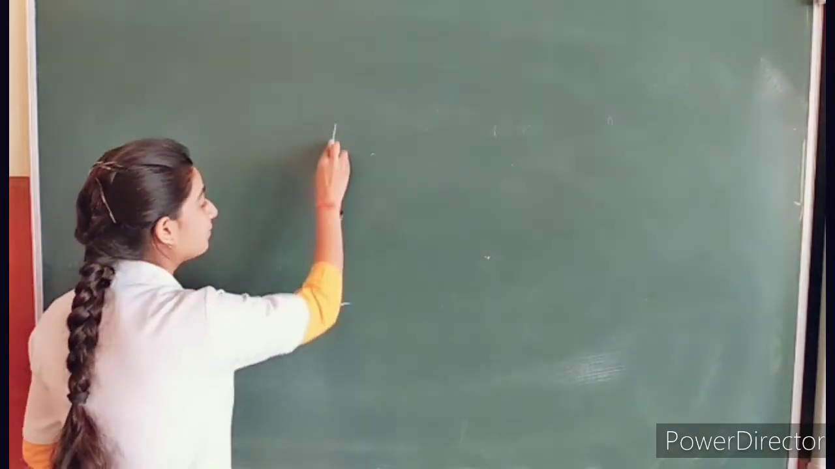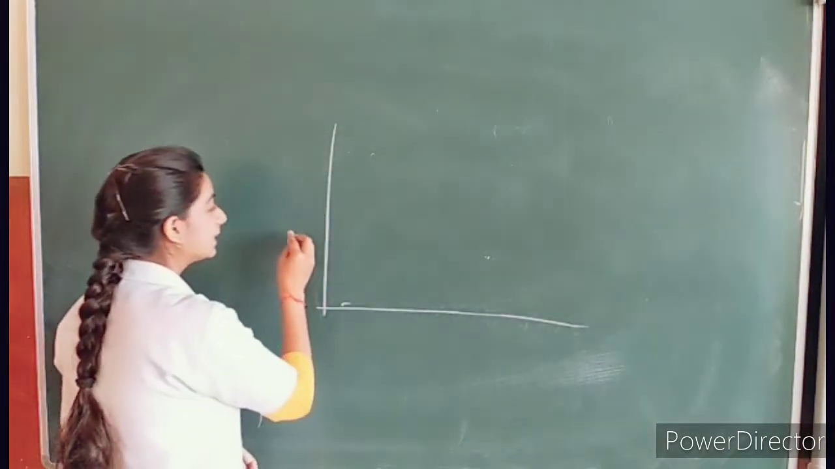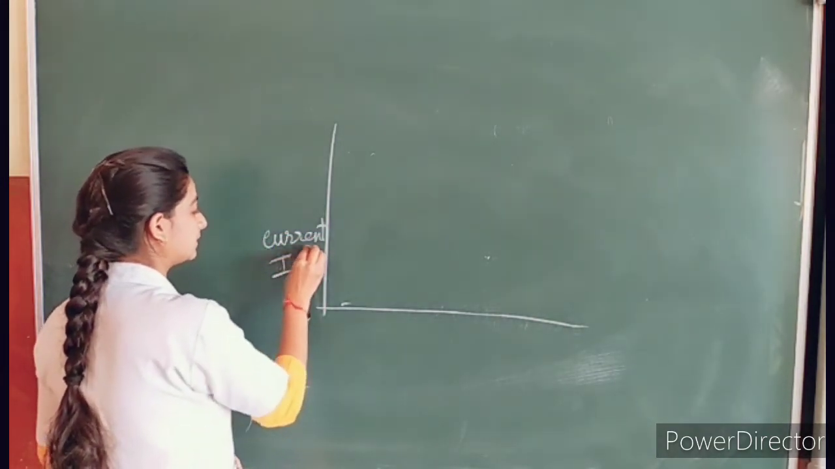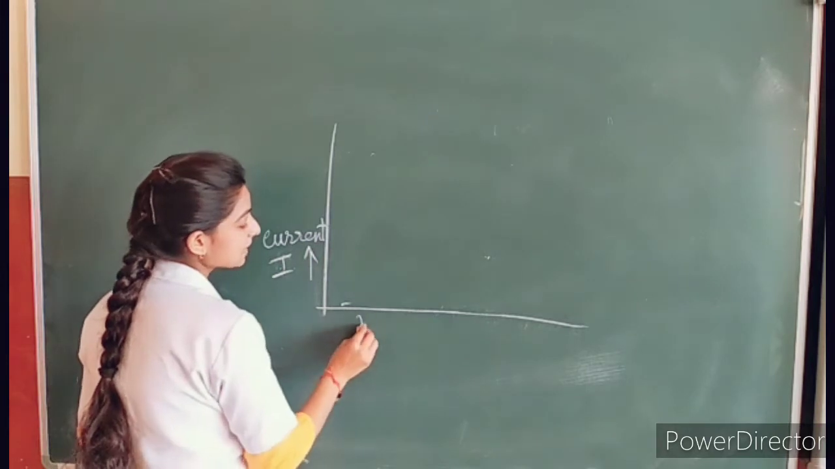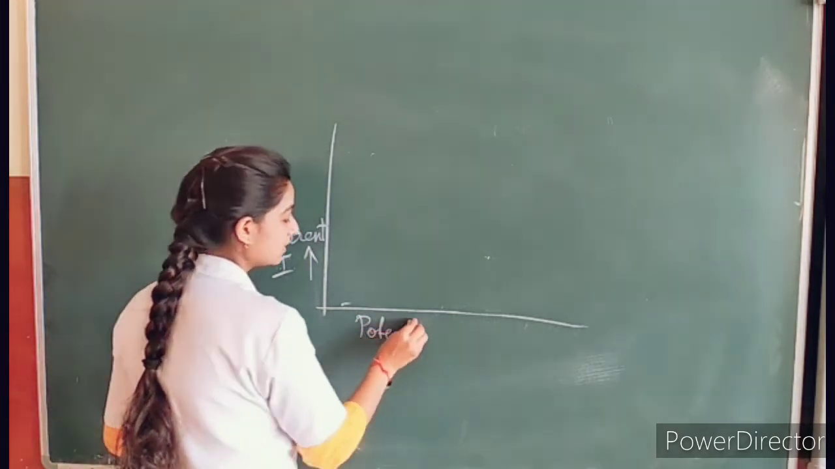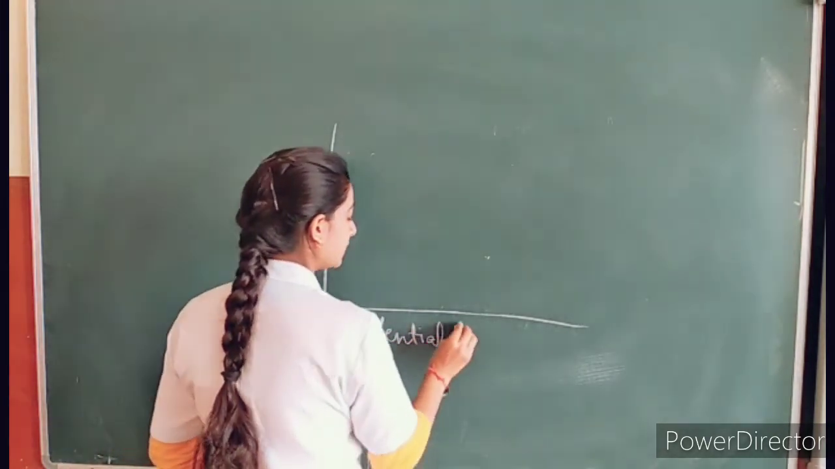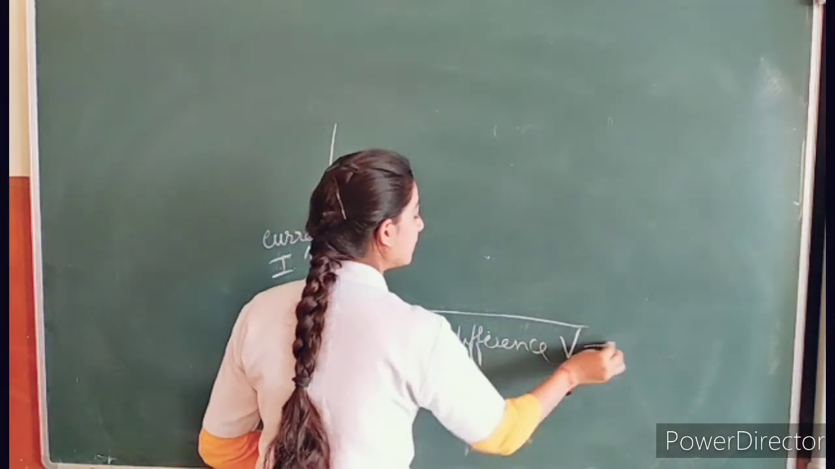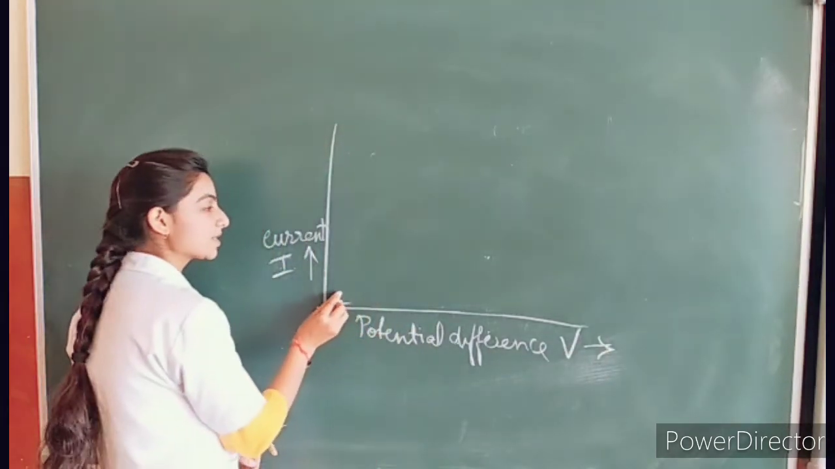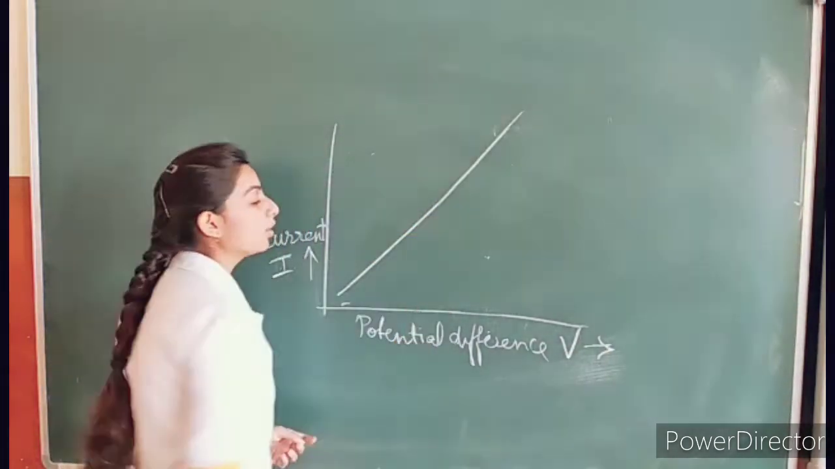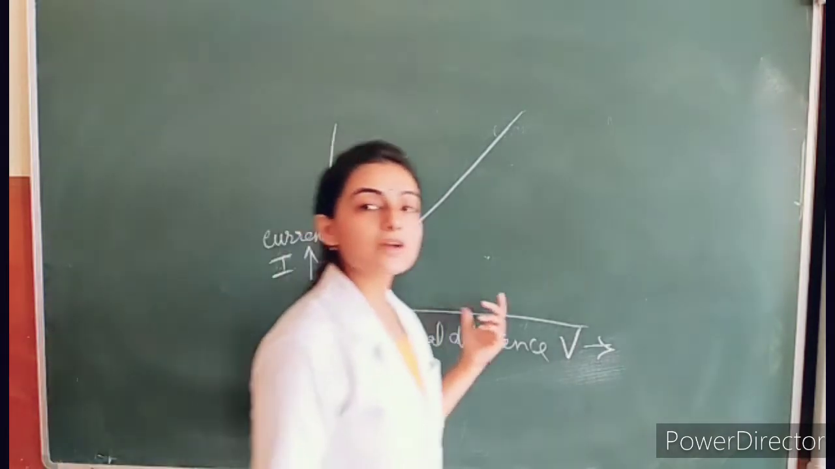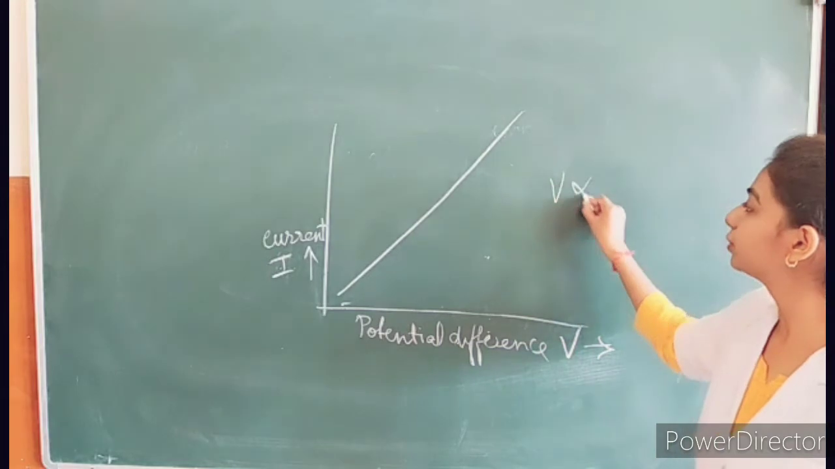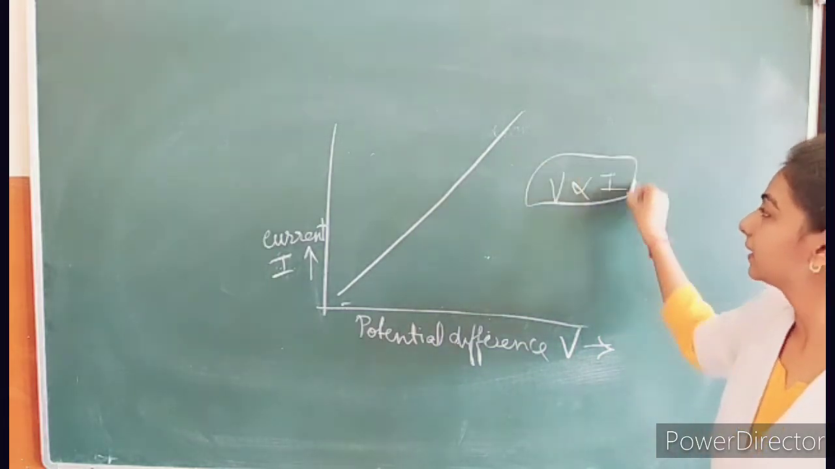Now if this is our graph, then this is current I. This is potential difference V. Now, as the potential is increased, the current will also increase. This graph shows the proportionality, V proportional to I.